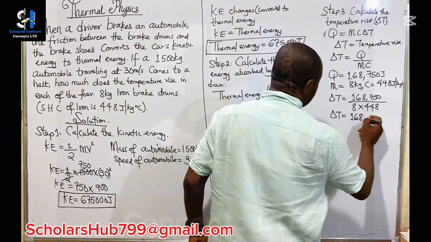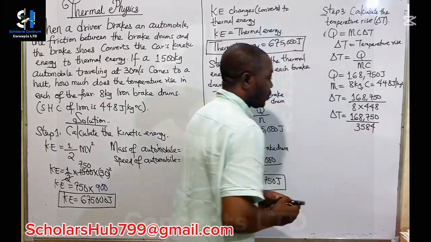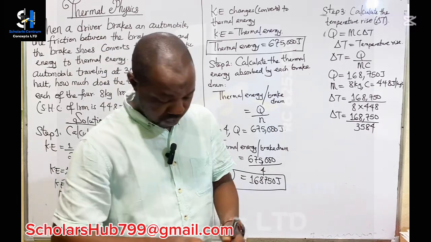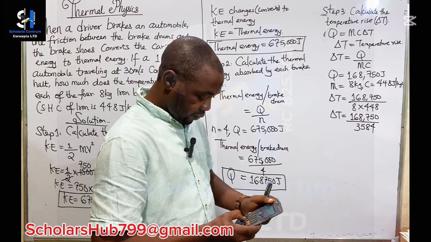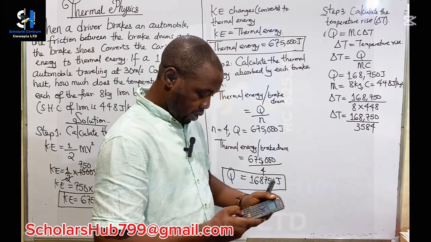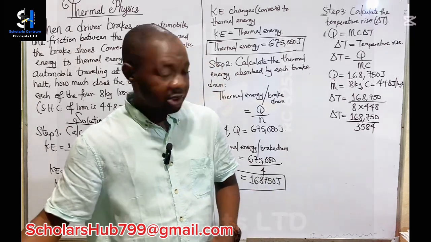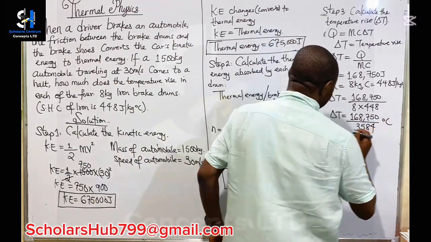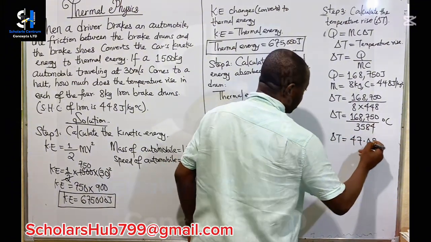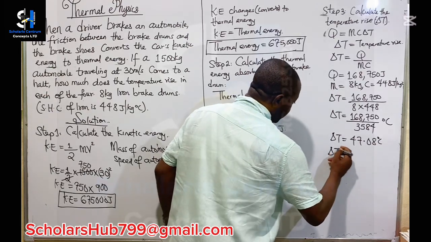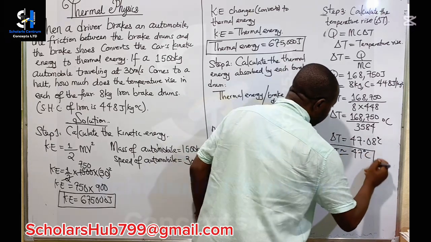So we have 168,750 divided by 3584. Let's get the value of the rise in temperature. That will be 47.08, in degrees Celsius. So the temperature rise will be 47.08 degrees Celsius, approximately 47 degrees Celsius.